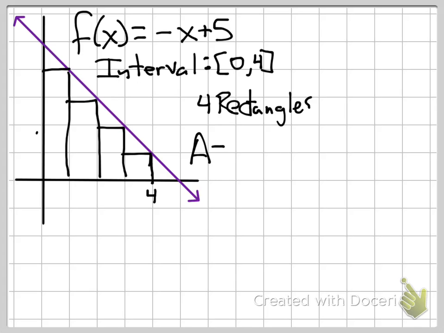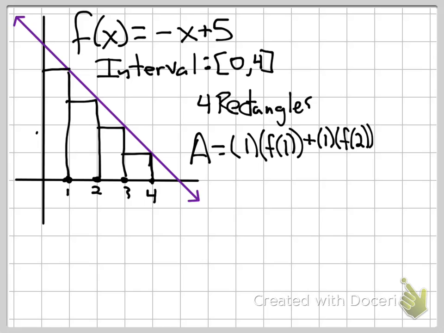So my area is going to be the base times the height of each rectangle. Each rectangle has a base of 1, and its height is going to be the coordinate in the function at each point. So I have 1, 2, 3, and 4. I'm going to do f of 1, the first rectangle, base width of 1, height of f of 1, plus 1 times f of 2, plus 1 times f of 3, plus 1 times f of 4.